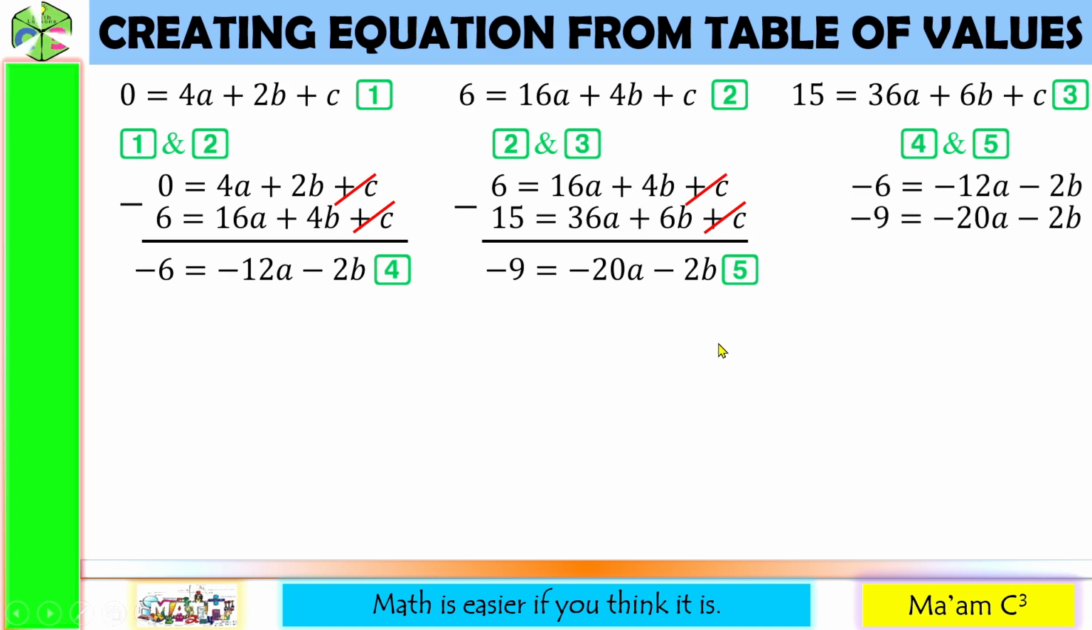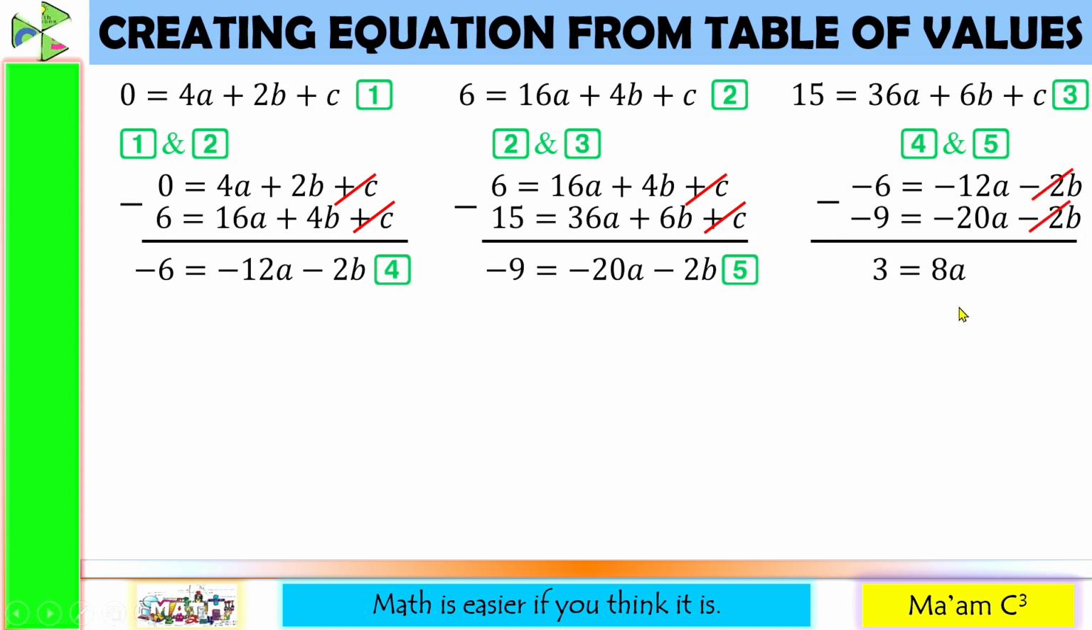Let me rewrite them. This time, we are going to choose another variable to eliminate, a or b. Since the coefficients of my b are the same, then I can easily eliminate b by choosing again subtraction as my operation. Negative 6 minus negative 9 will become negative 6 plus 9, and that is equal to 3. Negative 12a minus negative 20a is equal to 8a, and negative 2b minus negative 2b, this will become plus, so negative 2b plus 2b will simply cancel out.